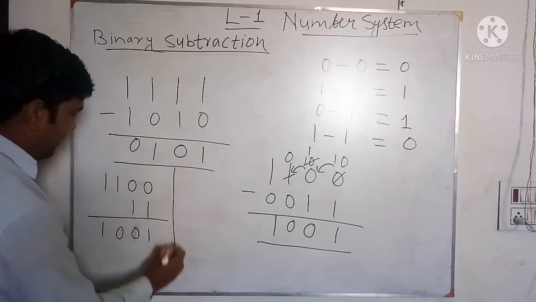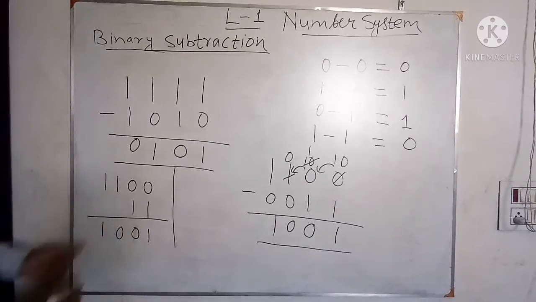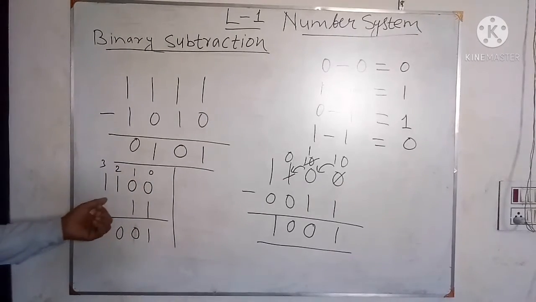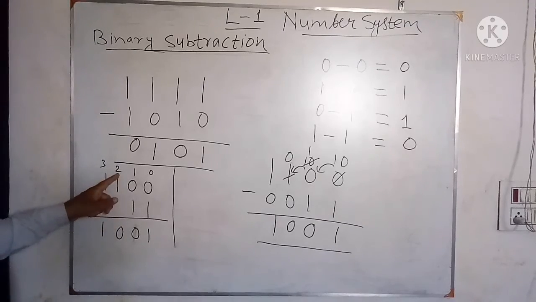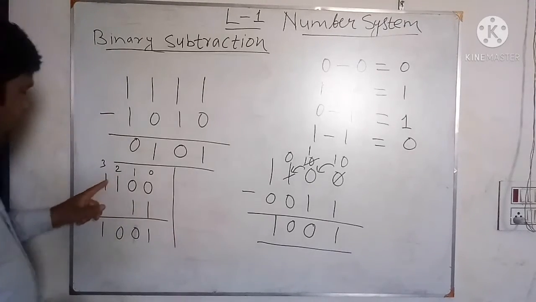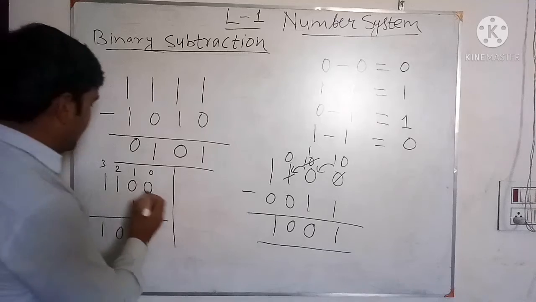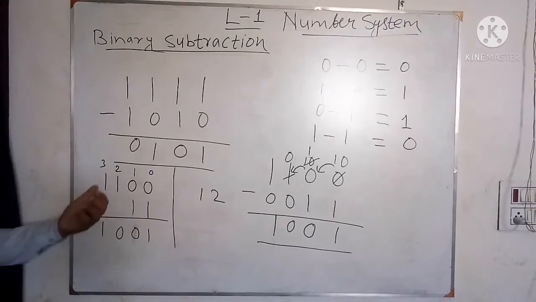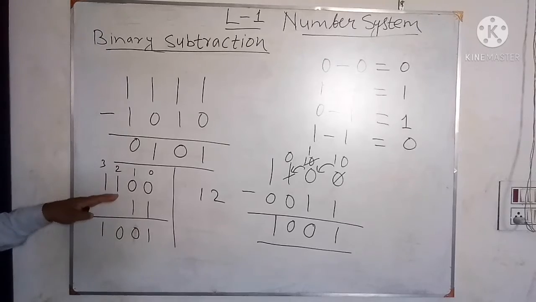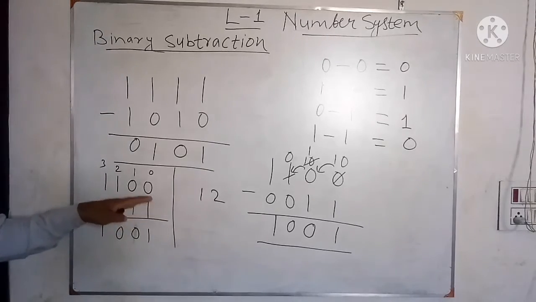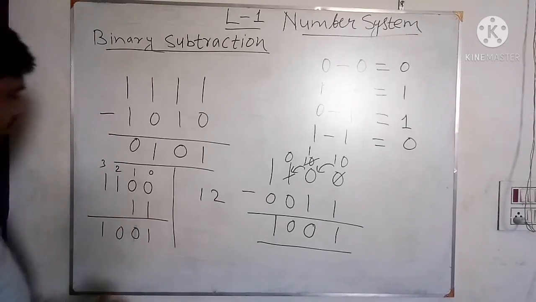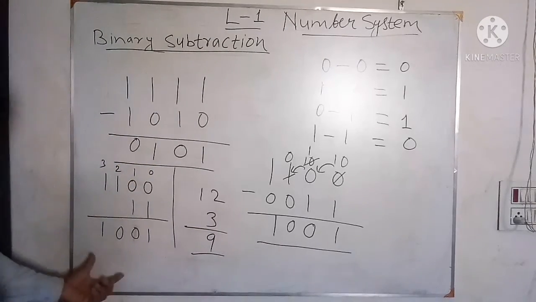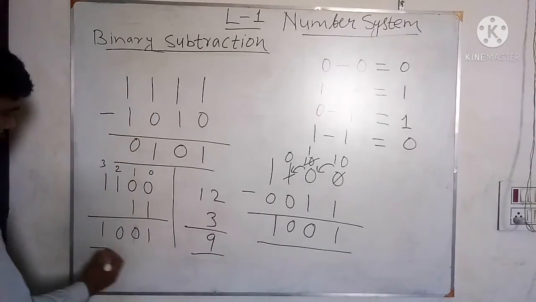Now see the decimal equivalent of 1100. Its position values are 0, 1, 2, 3. So 2 to the power 2 gives 4 and 2 to the power 3 gives 8. 8 plus 4 is 12. So the decimal equivalent of 1100 is 12 in the decimal number system. Now 11 is 3. So 12 minus 3 gives you the result 9.